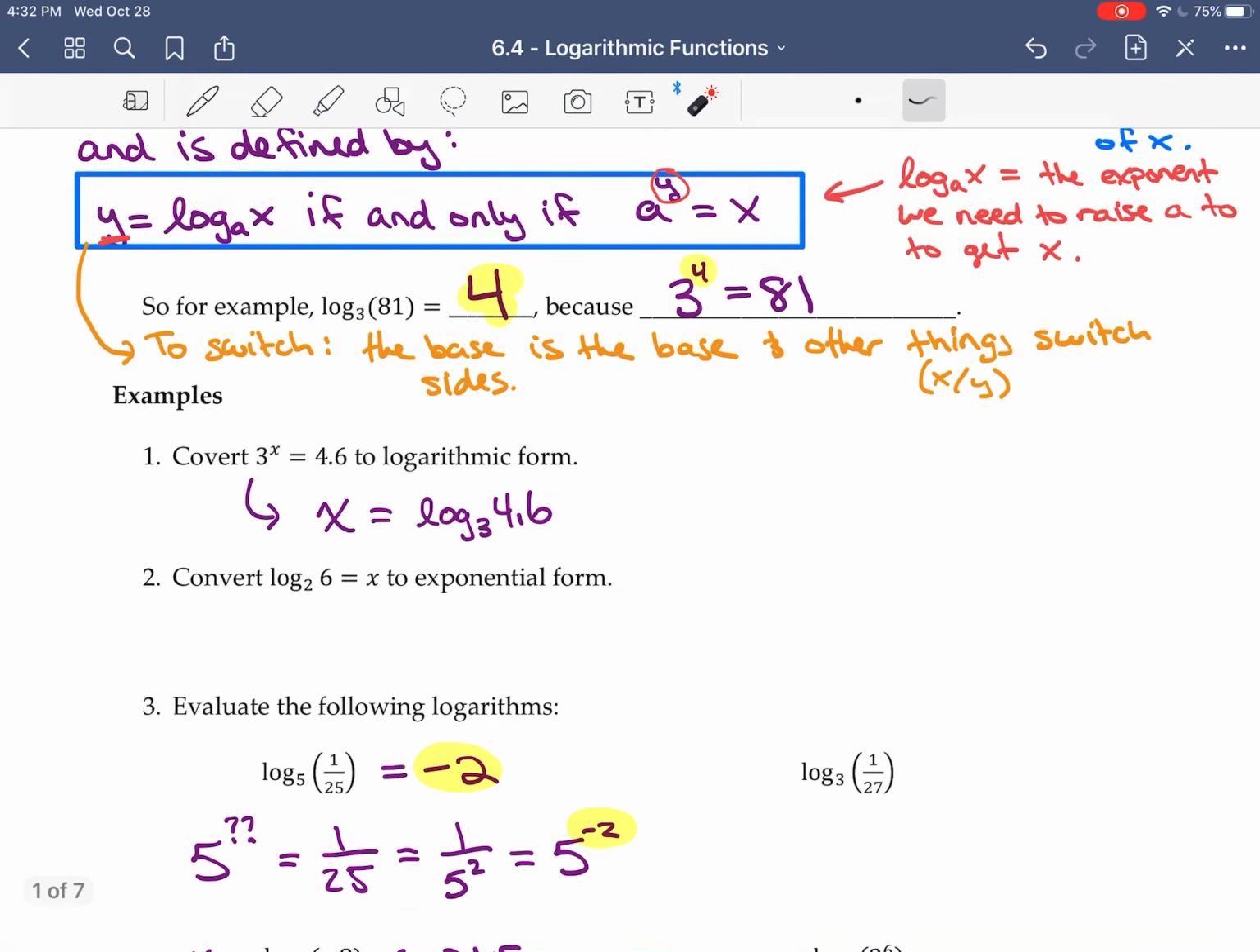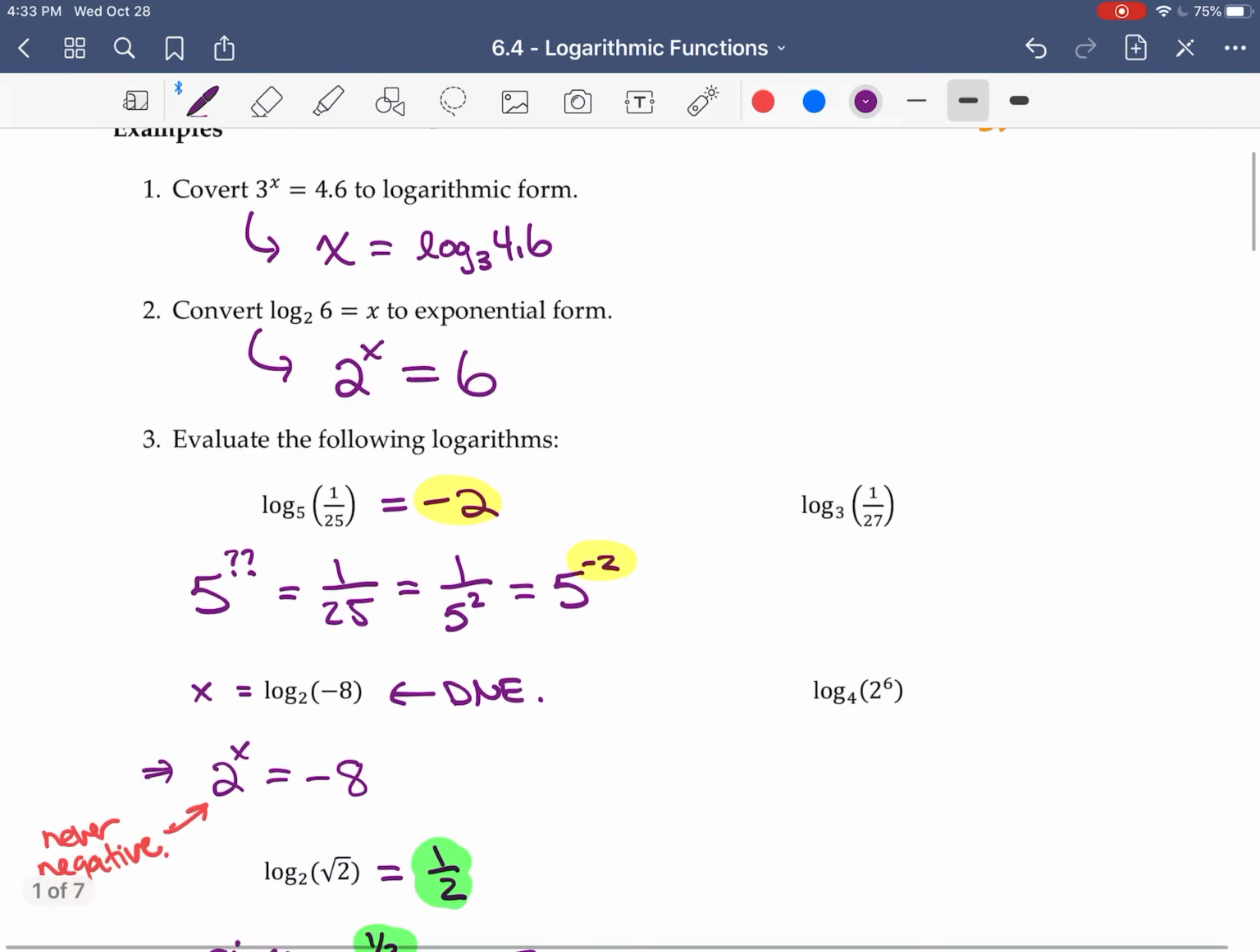So let's do an example. If I want to convert this to exponential form, my base is 2, so it's going to be 2 to the x is equal to 6. The 2 is the base of the exponential, and because the x was not with the base, it's now with the base.